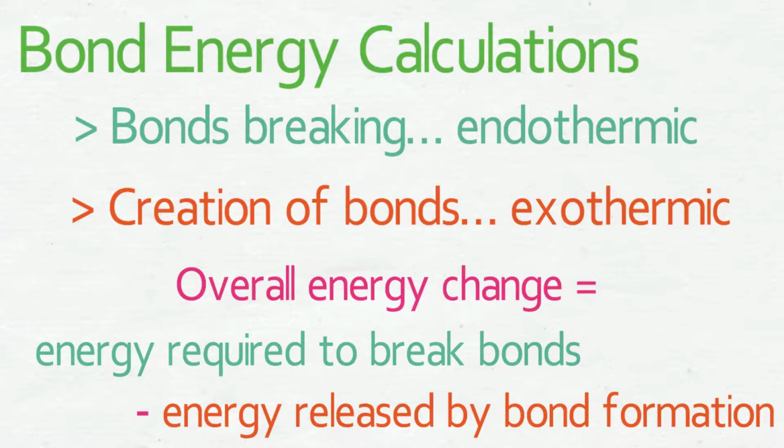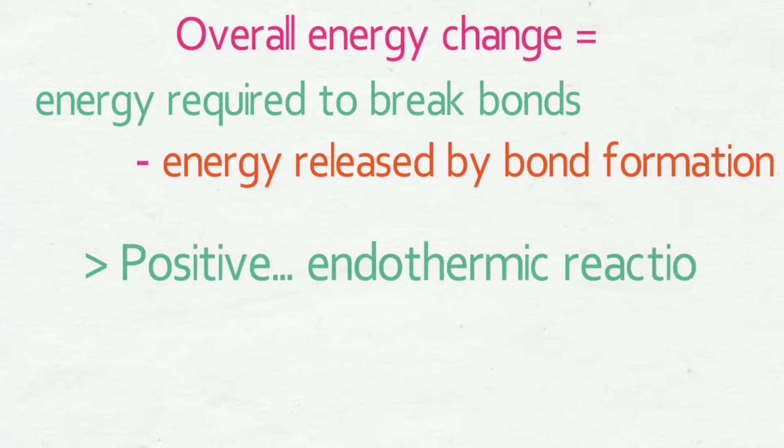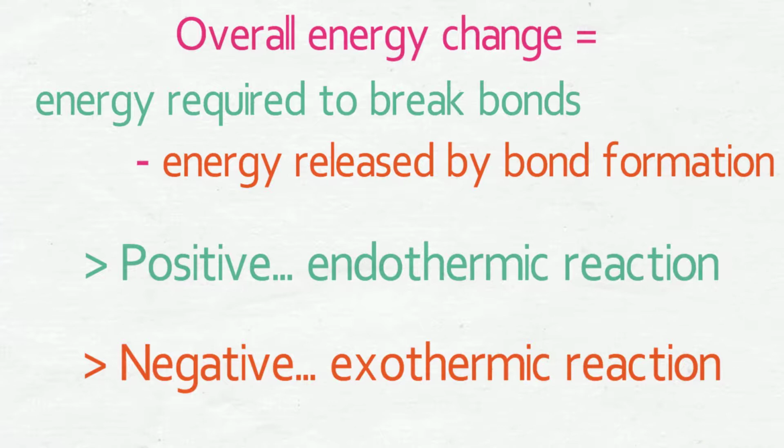The value for overall energy change informs us as to whether the reaction is endothermic or exothermic. A positive value for overall energy change means that there is more energy required to break the bonds in the reactants than the energy that is released when the bonds in the products are created. This means that the reaction is an endothermic reaction, and the energy of the products is going to be greater than the energy that is contained in the reactants. A negative value for overall energy change means that there is more energy given out by the formation of bonds in the products than the energy that is required to break the bonds in the reactants. This means that the reaction will be exothermic, as the products have a lower amount of energy compared to the reactants. So let's have an example.